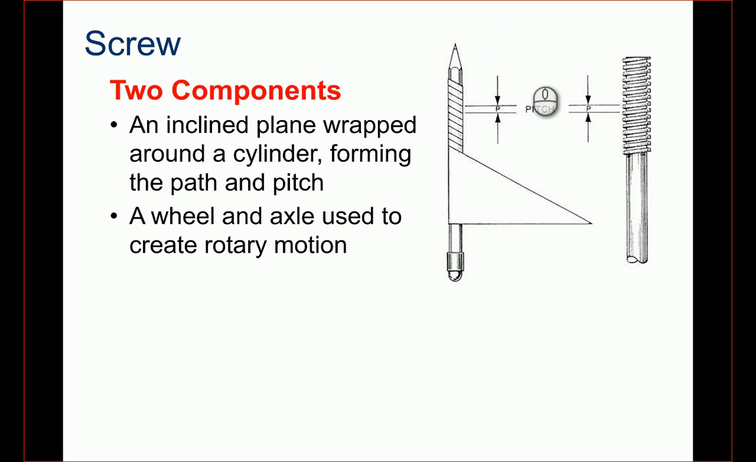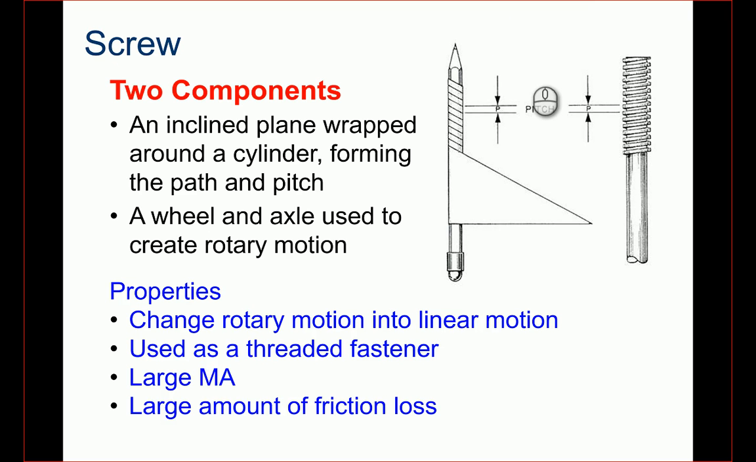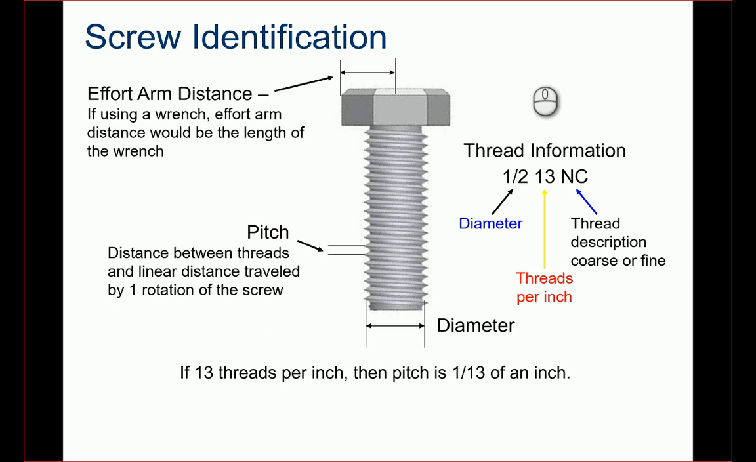Last but not least is the screw. So it's an inclined plane wrapped around a cylinder, forming the path and pitch. A wheel and axle used to create rotary motion. So basically what I'm doing is turning the inclined plane around something, changing rotary motion into linear motion. Used as a thread fastener, large mechanical advantage, large amount of friction loss. So this is a screw.